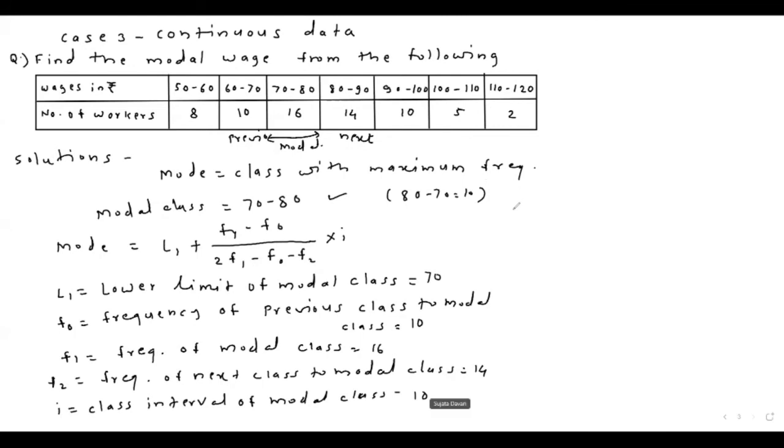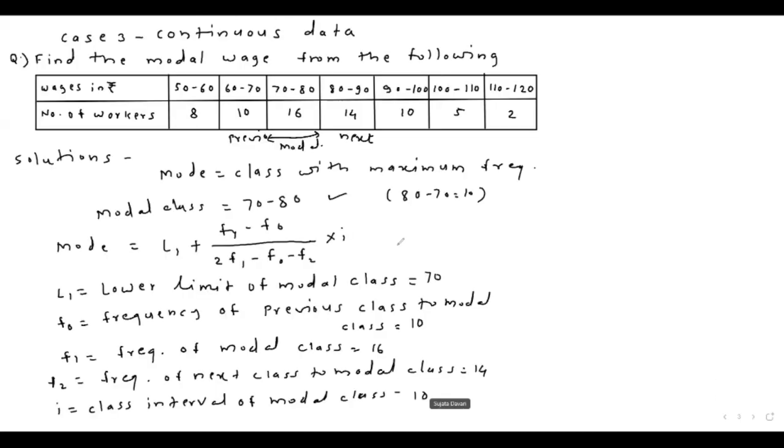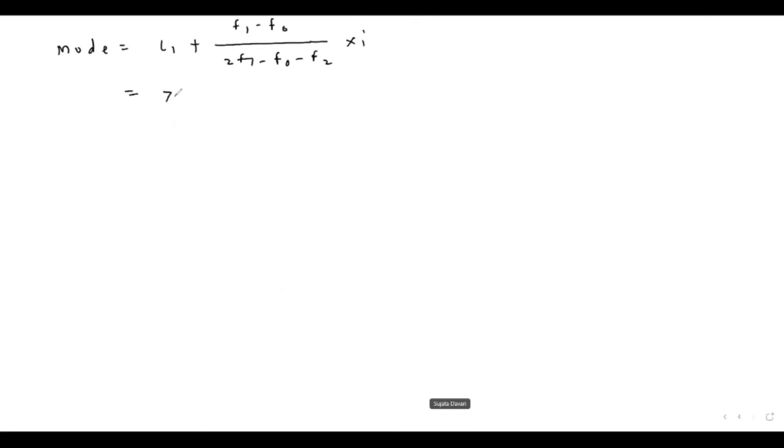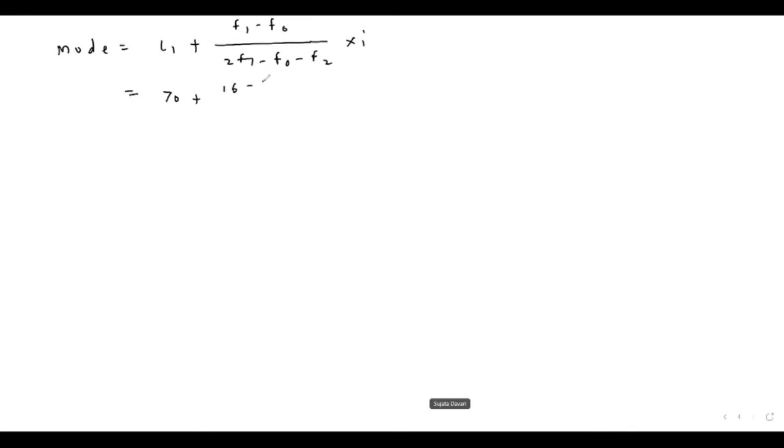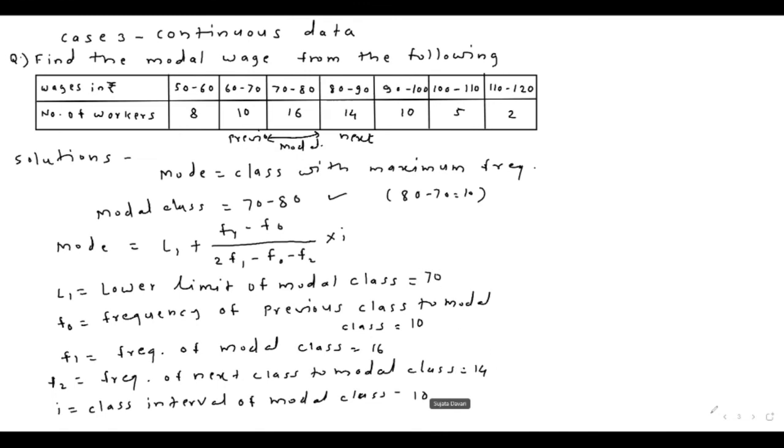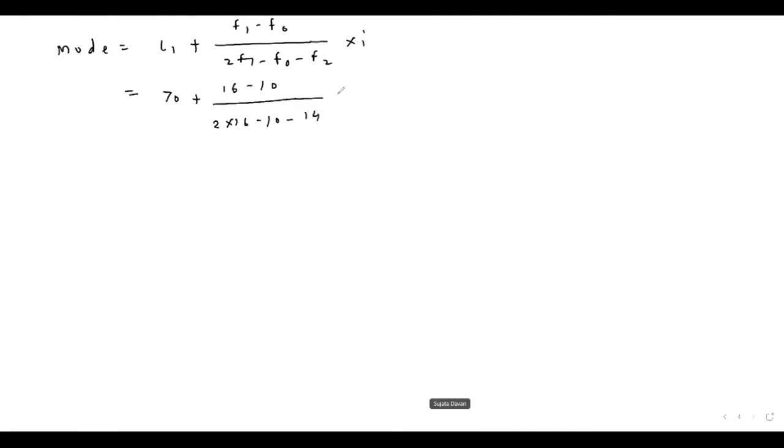Now let us put the values. Mode is equal to L1 plus (F1 minus F0) divided by (2 times F1 minus F0 minus F2), into I. Over here the value of L1 is 70, F0 is 10, F1 is 16, F2 is 14 and I is 10. So 70 plus (16 minus 10) upon (2 into 16 minus 10 minus 14), into 10.